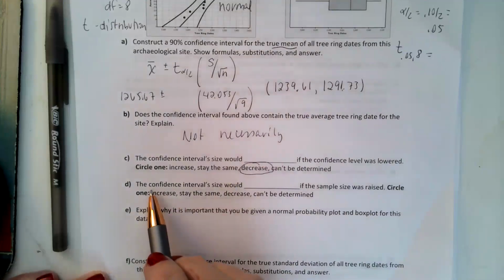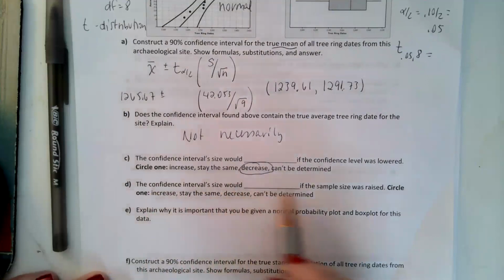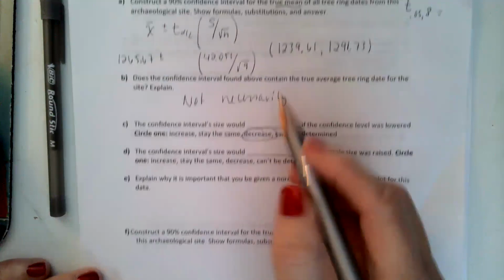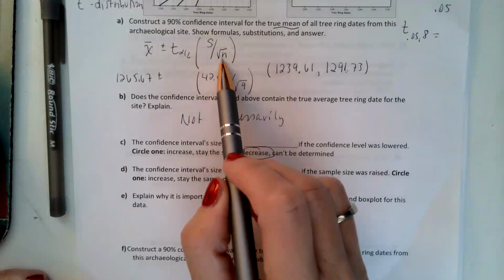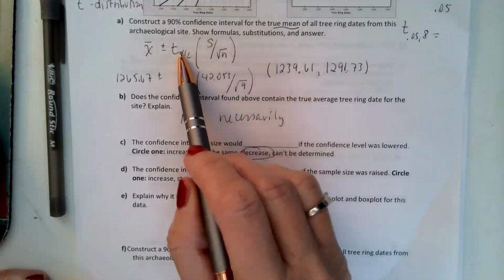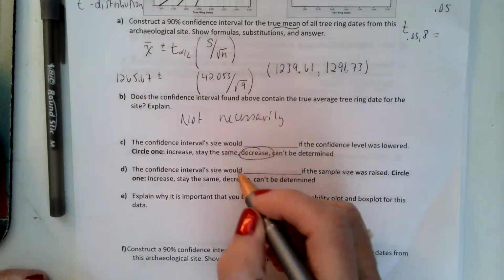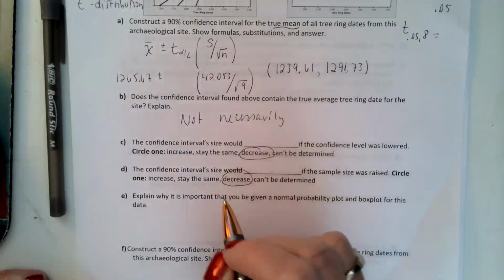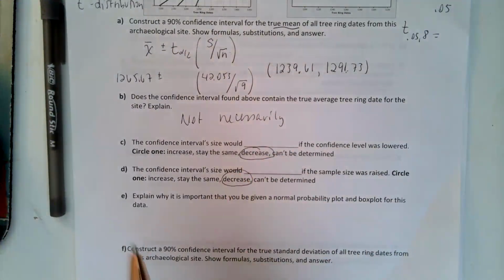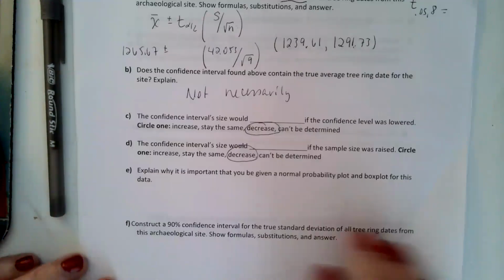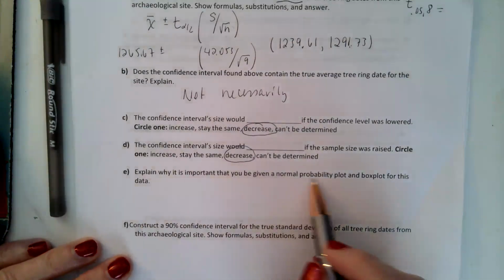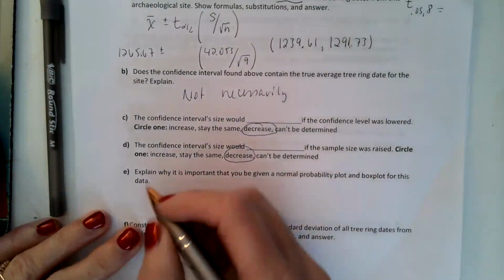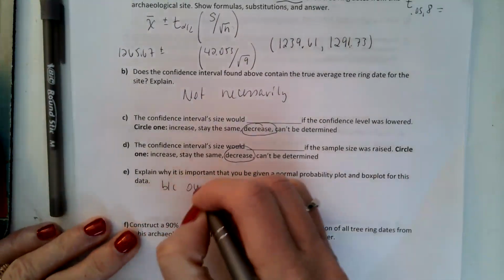And then D says the confidence interval size would blank if the sample size was raised. Circle 1. If we increase sample size, that's increasing the denominator, which makes your fraction get smaller, which makes your margin of error get smaller. And so that is also decreasing our confidence interval. And E says, explain why it is important that you be given a normal probability plot and box plot for this data. And that's because our sample size is so small.